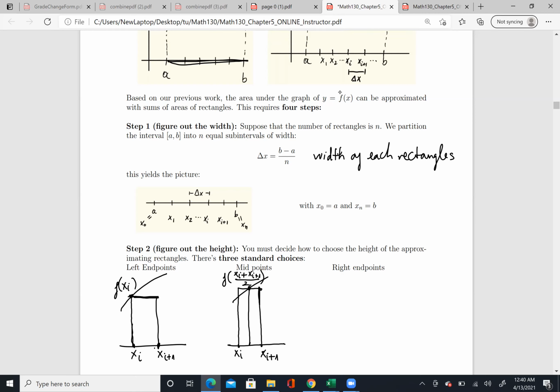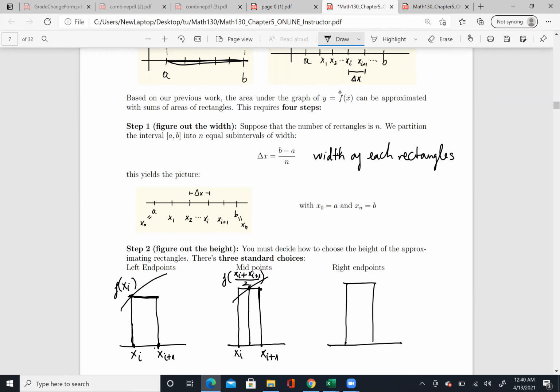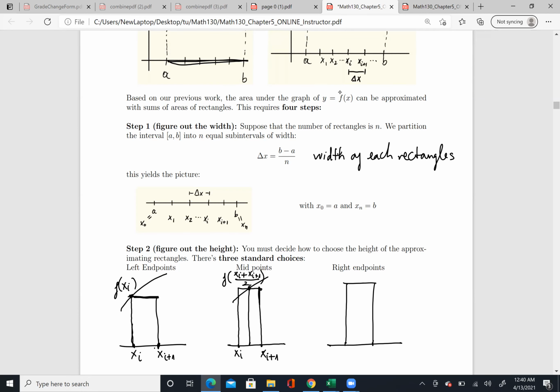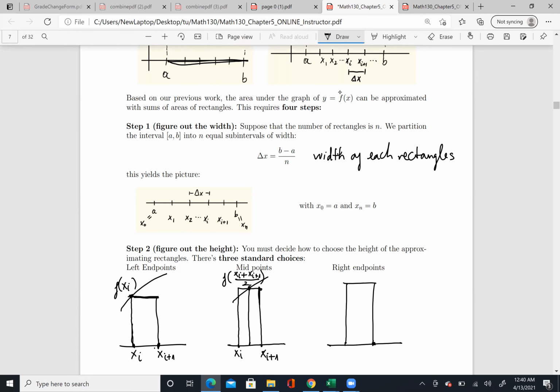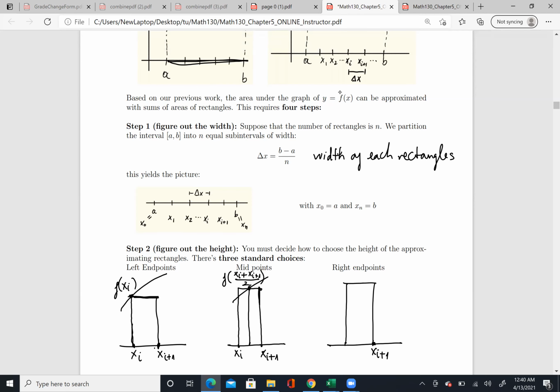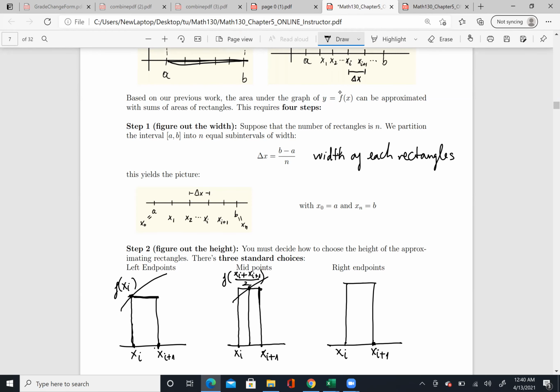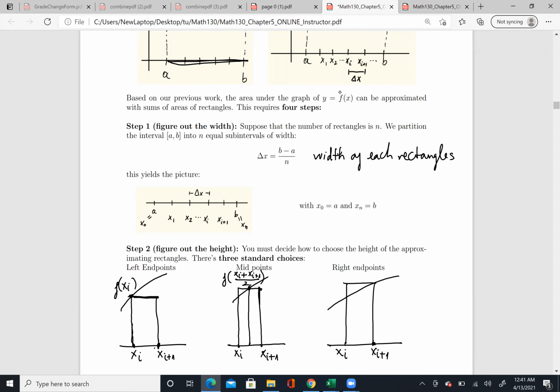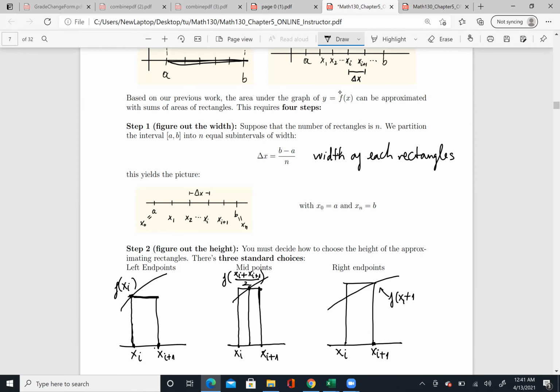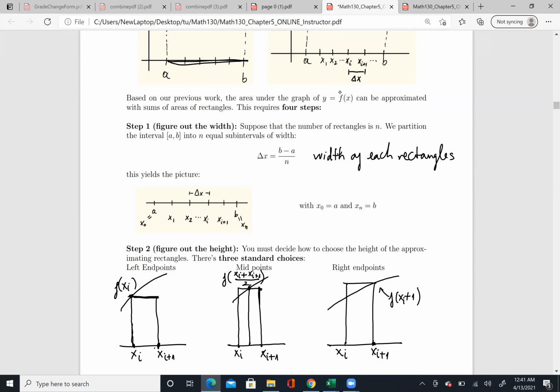Then the right endpoint. Now I come to the right endpoint. Say here is xi and here is xi plus 1. The right endpoint is going to be here, and we have f of xi plus 1 as the height.